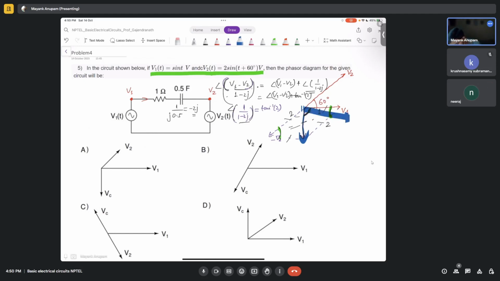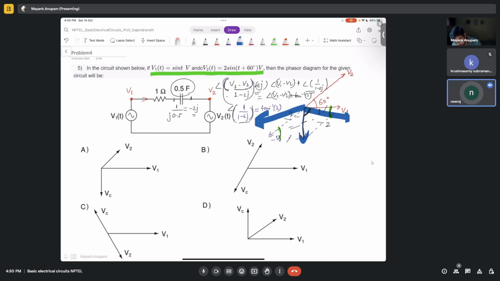Now I have to multiply. Remember, I had to multiply with another minus 2j here to find out the voltage across the capacitor, right? So tell me, if you multiply by another minus 2j, what will that do? It will simply rotate it back 90 degrees, in the direction that I showed. So it will move somewhere here, correct? So what is the final verdict in that case? Where is VC?